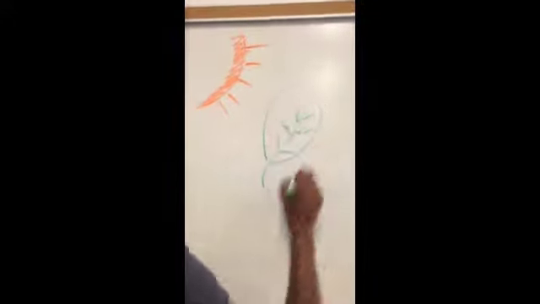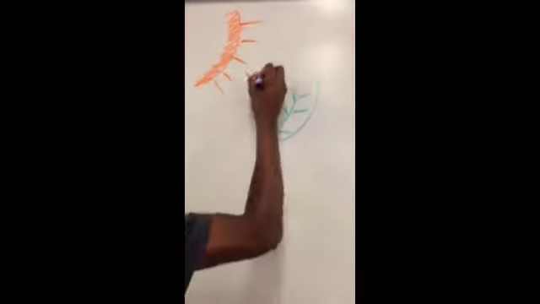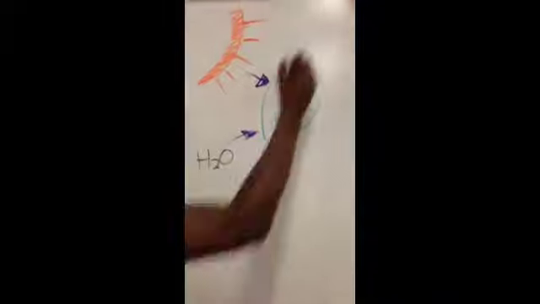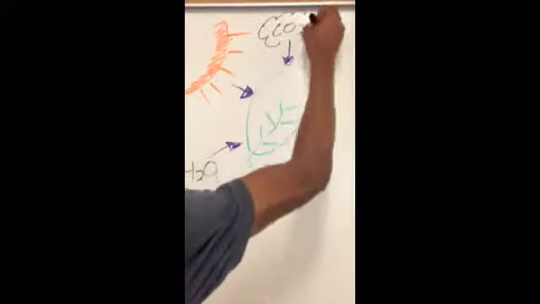Photosynthesis is the process by which light energy is converted to chemical bond energy and carbon is fixed into organic compounds. Light, water, and carbon dioxide enter the leaf.